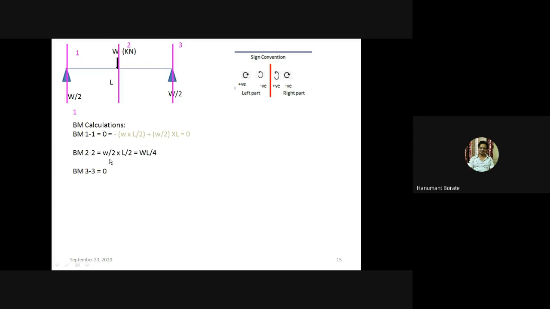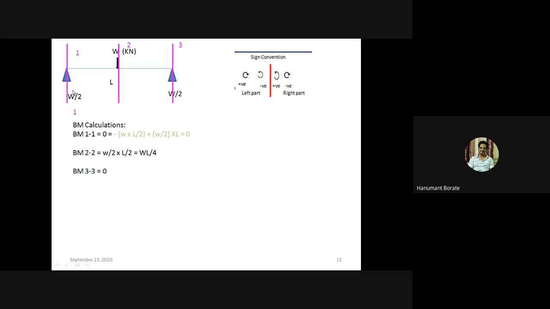Then now bending moment at section 2-2. Divide the beam into 2 parts. Forget about section 1-1 and section 3-3. Now just focus on section 2-2. It divides the beam into 2 parts. This is the left part and this is the right part. According to the bending moment definition, it is just the algebraic sum of moments of all vertical forces, either of the left part or the right part. Here we have considered the left part.